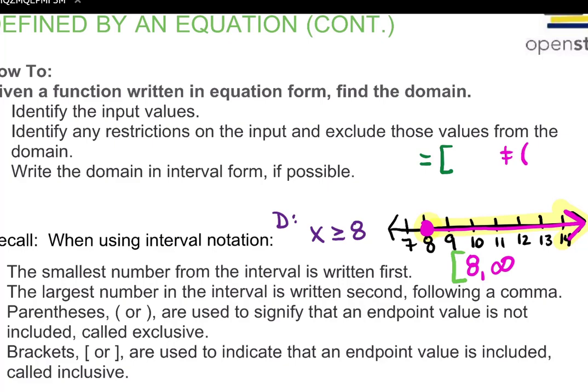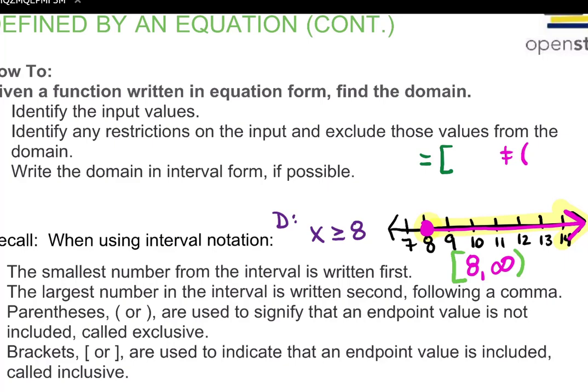Now, here's the thing. A number can't equal infinity. Infinity is the idea that numbers go on forever. It's not an actual number. So you can't actually equal infinity. So in that case, we're going to use a parenthesis. And that's what these rules here state.